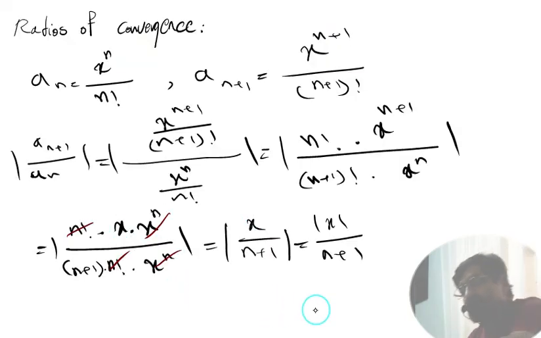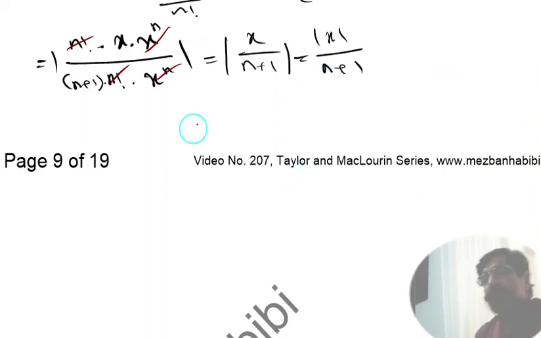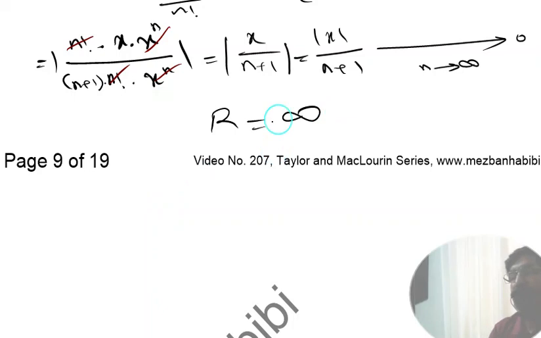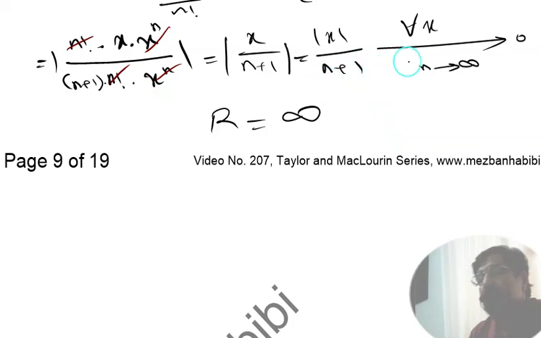We know that when n approaches infinity, the ratio, the absolute value of x over n plus 1, goes to 0. So L is 0, so the series converges, and the radius of convergence is infinity, because it is true for each x.